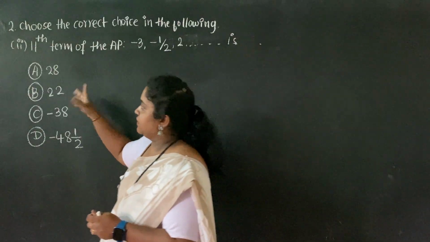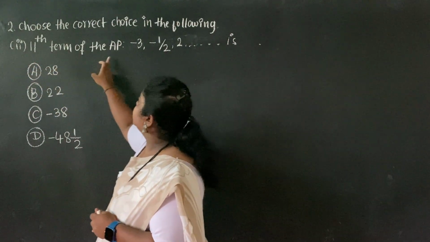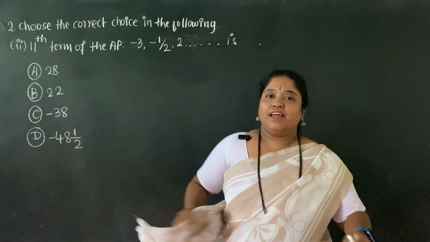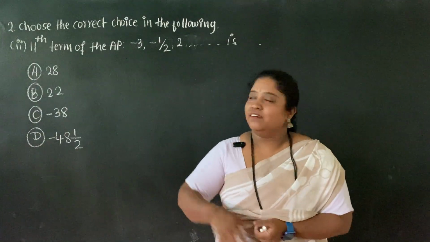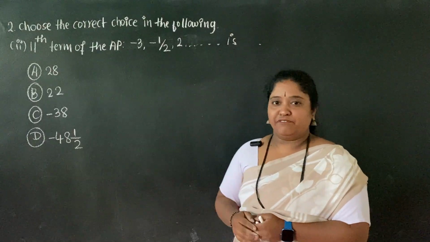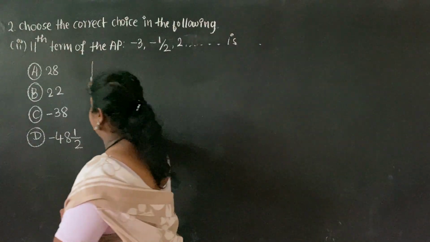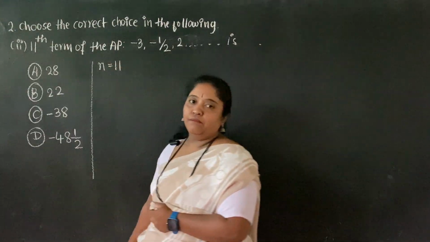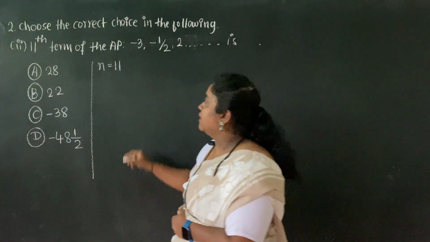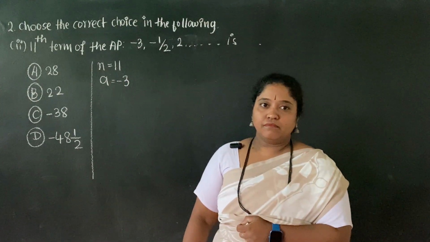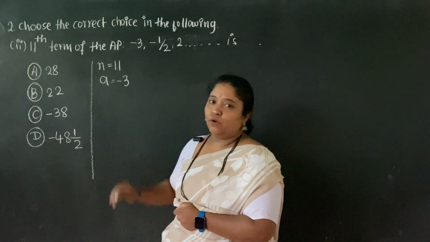Second question. See, the second question is the 11th term of the AP. Once again, the same type of question. In the last question you had the 30th term and the AP was different. Now you need to find the 11th term and the AP is different. First write the given information. What is the n value? They are asking me to find the 11th term, so n value will be 11. And what is the a value here? Minus 3. a is equal to minus 3.